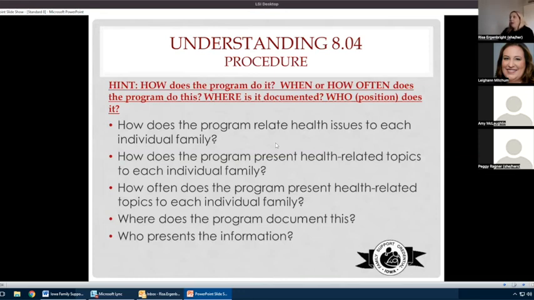Does the program provide health-related topics to each family? Again, it goes back to how often. It shouldn't be just one and done. It shouldn't be just like, we're going to talk about this once and then never again. These are topics that change as the family's needs change, as children get older, those kinds of things. And so it should be continually enmeshed in program design, talking about these topics. Where does it get documented? Who presents the information?